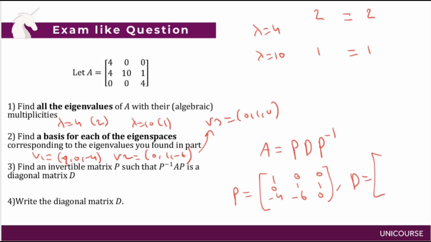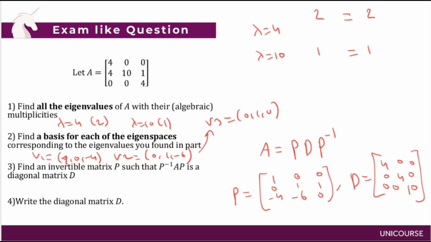Now what is D? D carries the eigenvalues that correspond to those columns in the same order. The first column is 1, 0, minus 4, and the eigenvalue attached to it is 4. So 4 goes in the first diagonal entry. The second column, 0, 1, minus 6, corresponds to 4 again, and the last column, 0, 1, 0, corresponds to 10. So D is 4, 4, 10 down the diagonal, with zeros everywhere else.